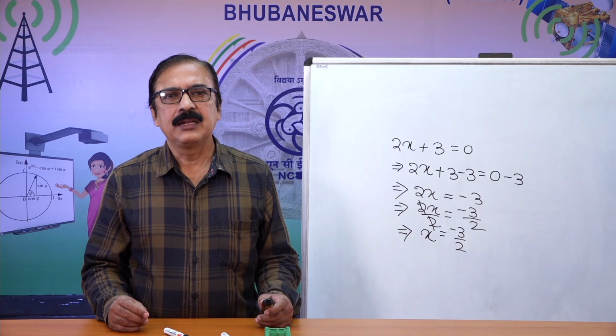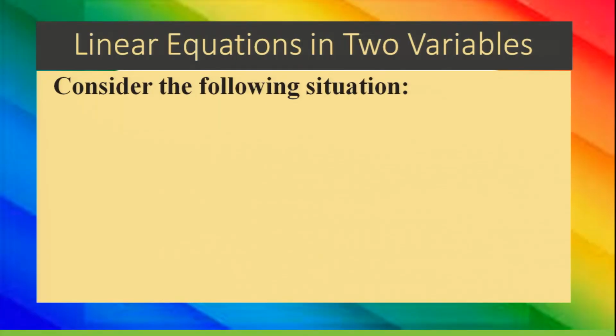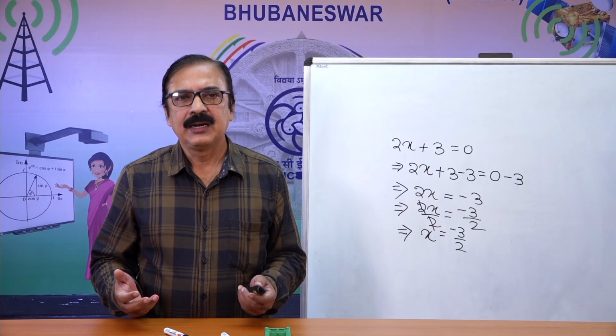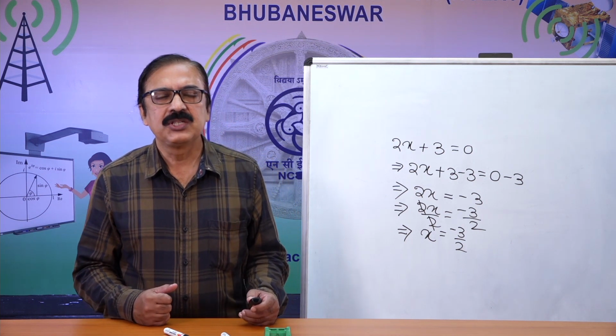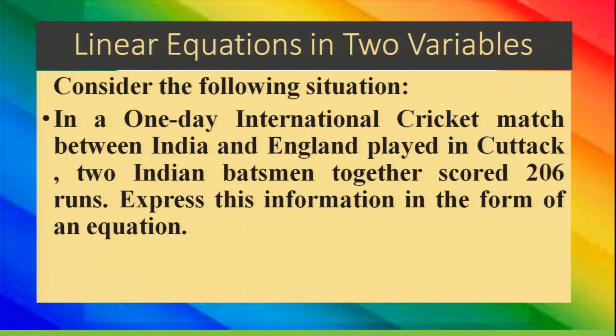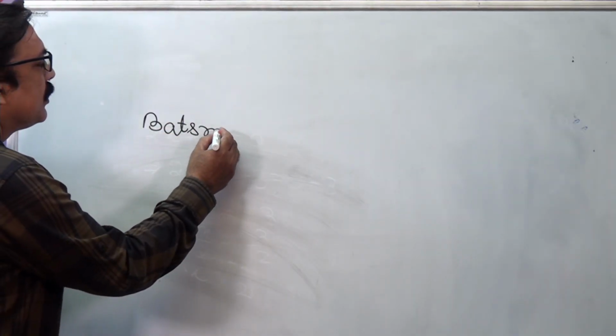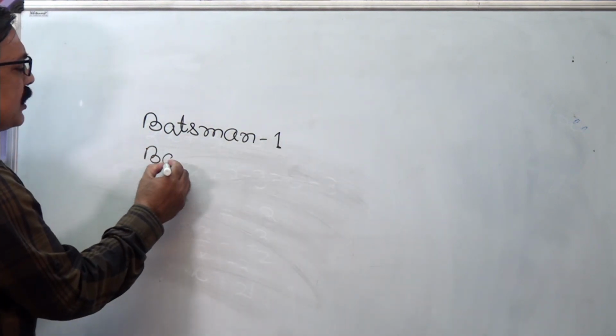Then linear equations in two variables. So how to find the linear equation in two variables? What is that? Let's consider the situation. In a one-day international cricket match between India and England played in Kotak, two Indian batsmen together scored 206 runs. Express this information in the form of an equation. In this case, we don't know which batsman has scored how many runs. Suppose batsman 1 and batsman 2.